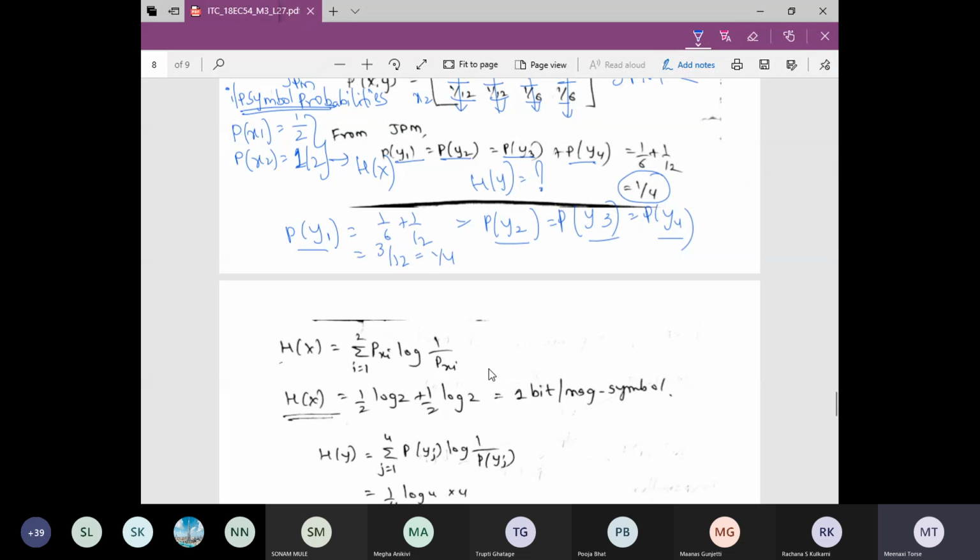Let us compute the input entropy. We have only two input symbols, x1 and x2, with probabilities 1 by 2. So H of x is 1 by 2 log 2 plus 1 by 2 log 2. Therefore, the input entropy is 1 bit per symbol.